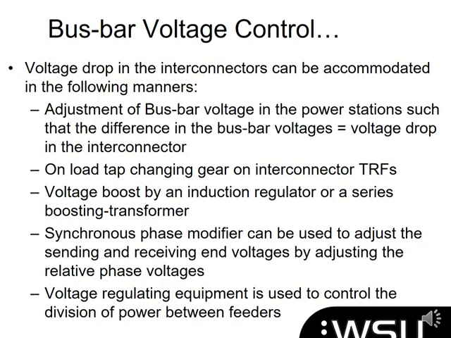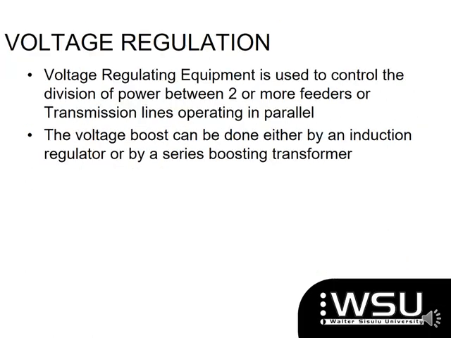Then our voltage regulating equipment gets used to control the division of power between the different feeders that you get. And your voltage regulating equipment, which we have already stated, can then be used to control your division of power between two or more feeders that you are going to get. And then we say for our voltage boost, it can be done either by an induction regulator or by what we call a series boosting transformer, which is really the tap changer that you would get in this scenario.